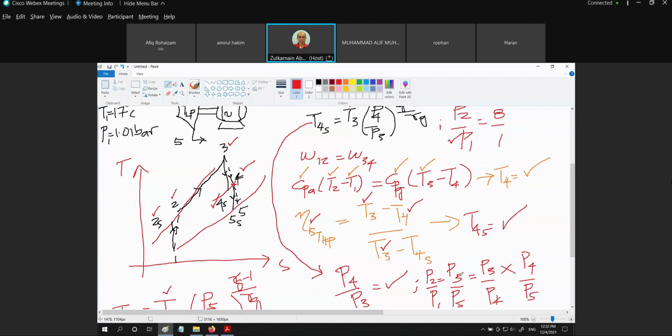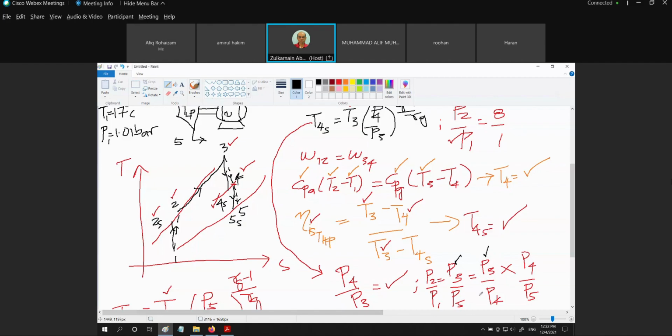Do we know the P3 over P5? Yes, 8 over 1. This is given. You see right here? We already obtained the P4 over P3, which represents the reciprocal of this.